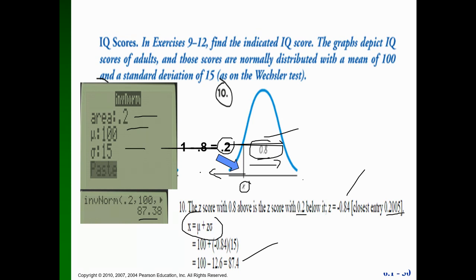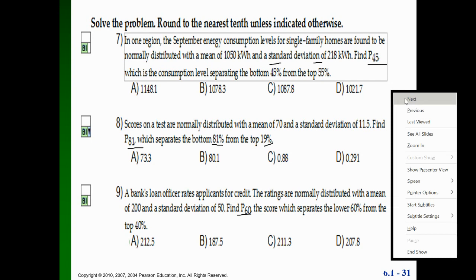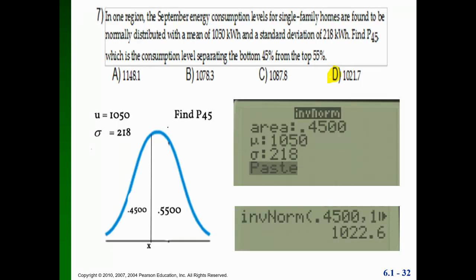If I say the area to the left one more time, I think that kind of wraps it up. No, there are three more. Here, drawing the normal curve is so important. We're looking for the value. We're looking for P45. It separates the bottom 45% from the top. Here we're looking for P81. It separates the bottom 81 from the top 19. Bottom to the left, top to the right. Here we're looking for P60. It separates the lower 60, the people that you scored better than, from the 40% that did better than you. So I would draw my curve.